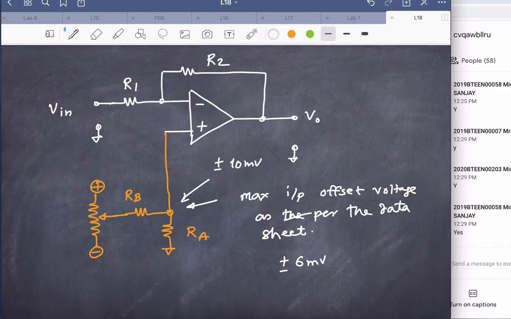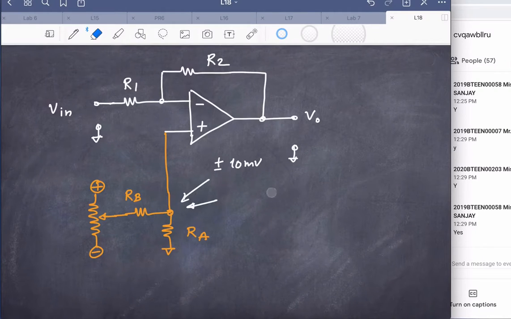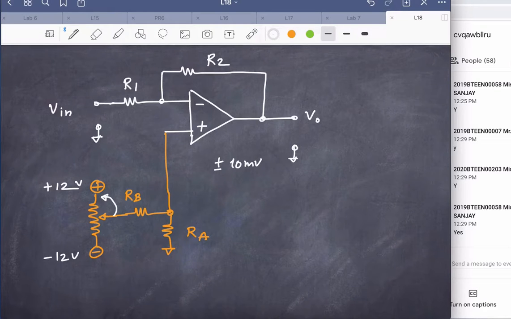Okay. Now as a part of the calculations, in the worst case, in the extreme case, let me show the extreme case, that is this point has reached this point. So this is plus 12, this is minus 12 volt. So with plus 12 you should get here plus 10 millivolt, and with minus 12 volt reaching, it should be minus 10 millivolt at this point, like this.